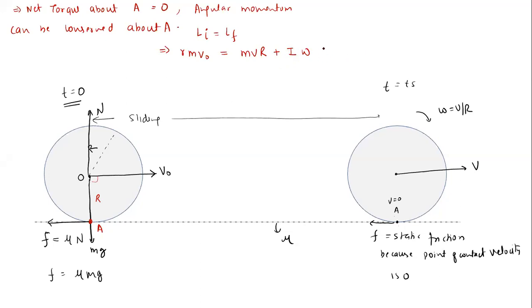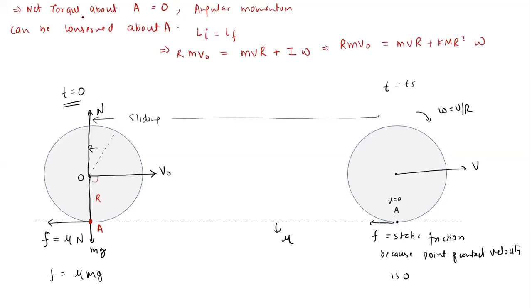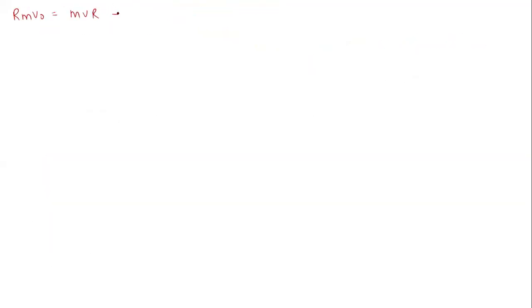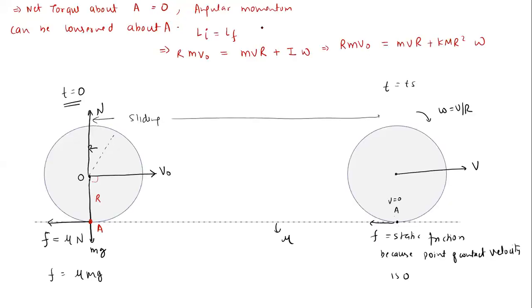Okay. So can I generalize this like this? That R, this radius, is capital R, not small r. R m v naught must be equal to mvR plus I, which is equal to k mR square into omega. Now omega is equal to v by R because it starts pure rolling. So R m v naught must be equal to mvR plus k mR square omega, where omega is v by R.